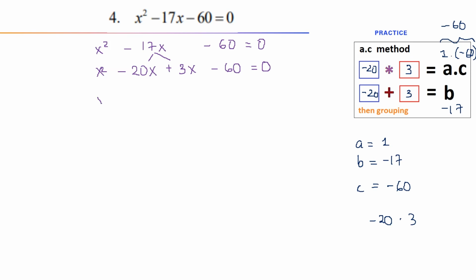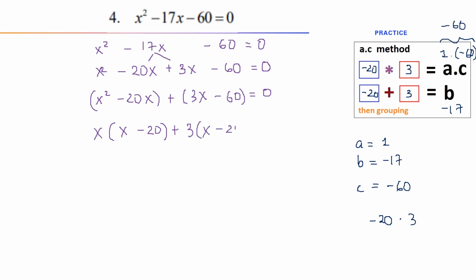Now we group the first two, x squared minus 20x, plus 3x minus 60, equals 0. For the first group, what is in common? x is left over, x minus, not squared, x minus 20, plus, now 3x minus 60, in common 3, x minus 20.